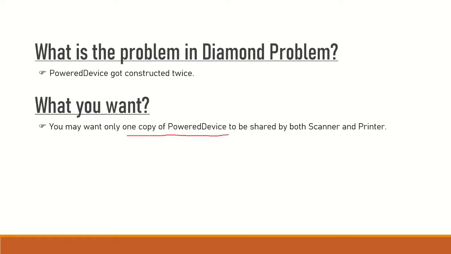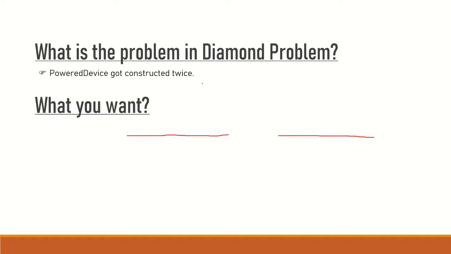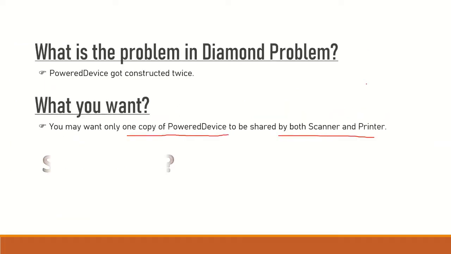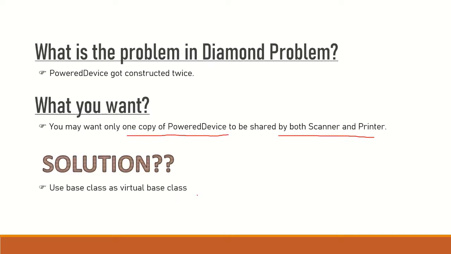Only one copy of power device, not more than one, to be shared by both scanner and printer. But due to this previous setup, what do we get? We get two copies, one from here and one from here. We do not want these two copies; we need only one copy. So what will be the solution? How to get only one copy? The solution is called a virtual base class. We're going to inherit scanner and printer virtually from power device.